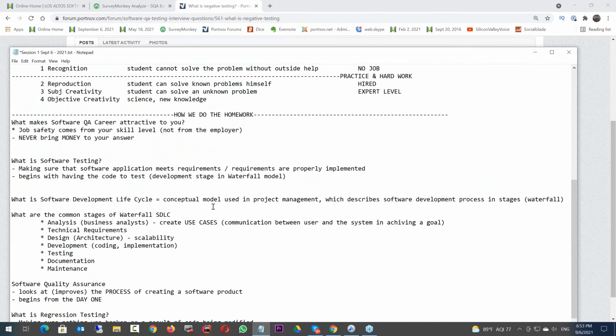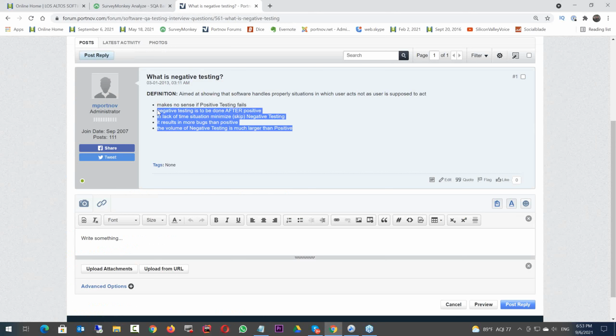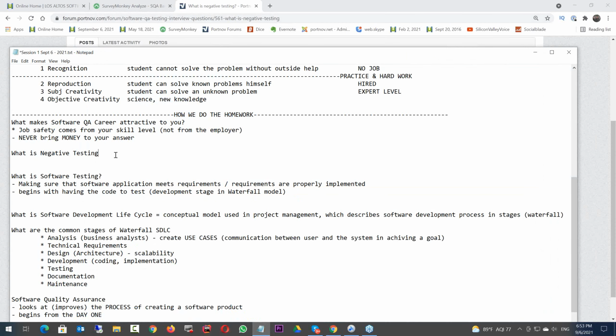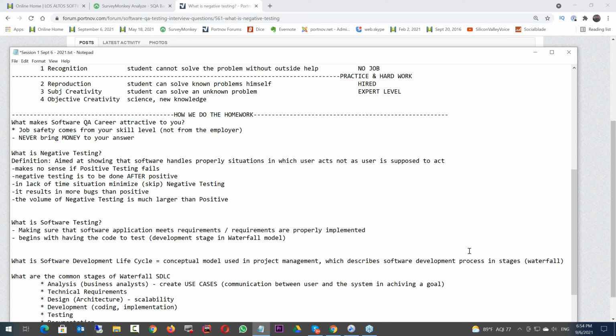Do we have anything about negative testing here in my answers? The question was, what is negative testing? We might copy from here. Move it here. Definition. Negative testing, in a lack of time situation, results in more bugs. The volume is much larger than positive.